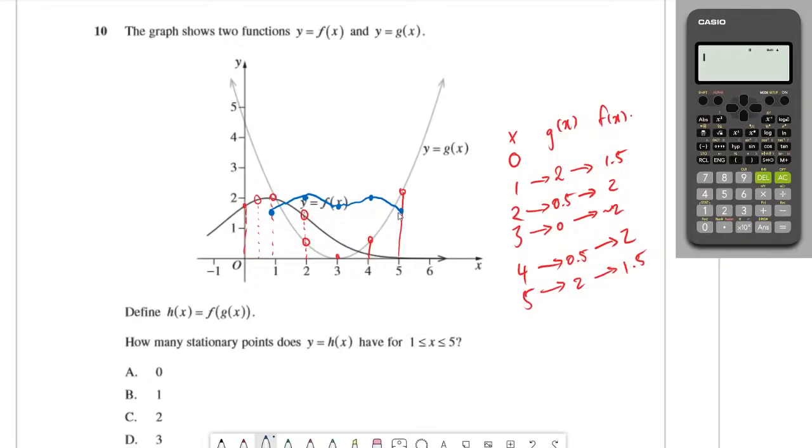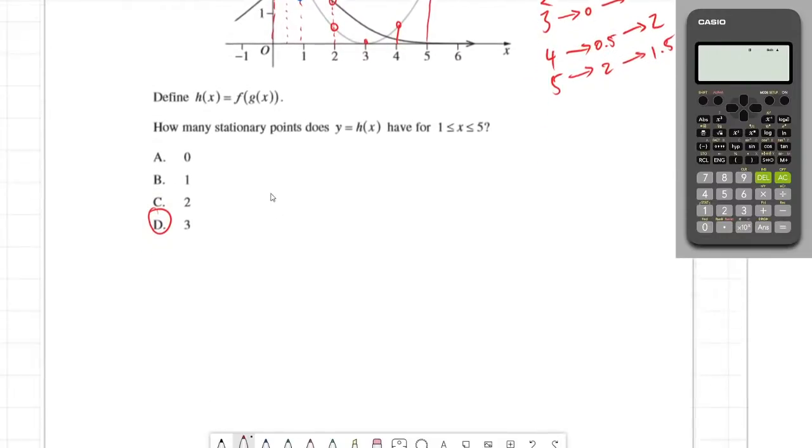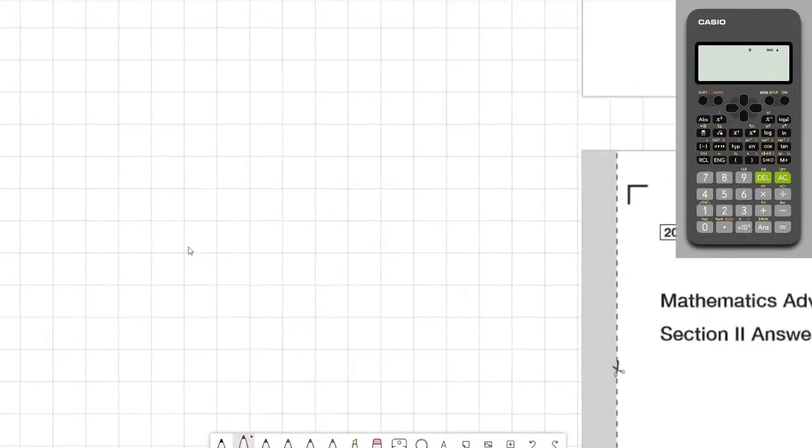So the number of stationary points we actually have is, so that's flat, and that's flat. We've actually got 3 stationary points. So that's quite a few, actually, which is crazy. Cool. All right.